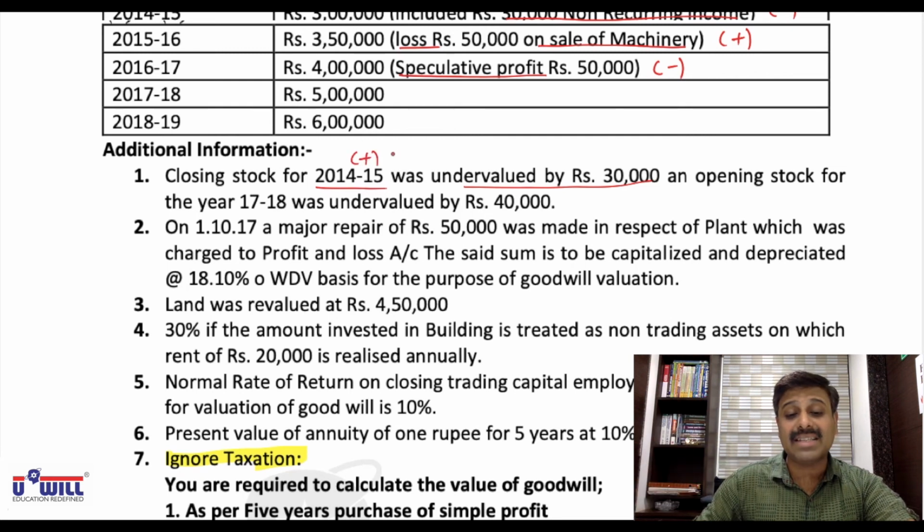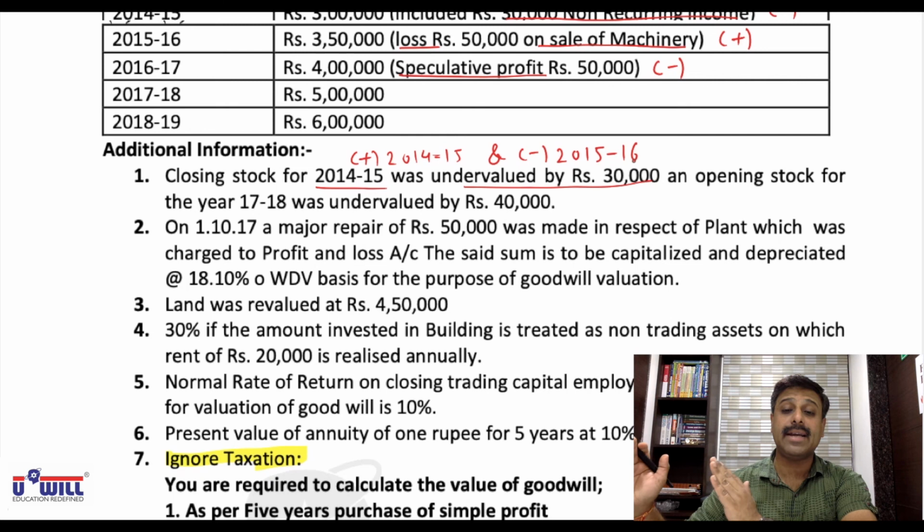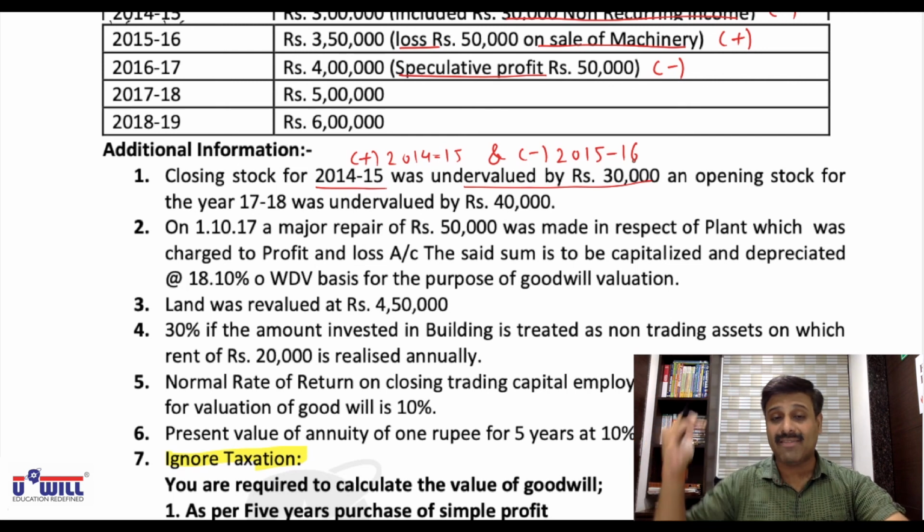So you will plus in the profits of 2014 to 15, and the same will become the opening stock of next year. So you'll minus it from the profits of 15 to 16. I repeat it. Closing stock comes on the credit side. Credit side, if we have undervalued and taken less.